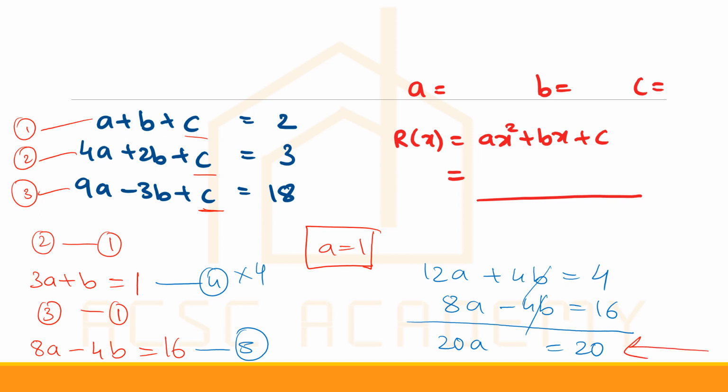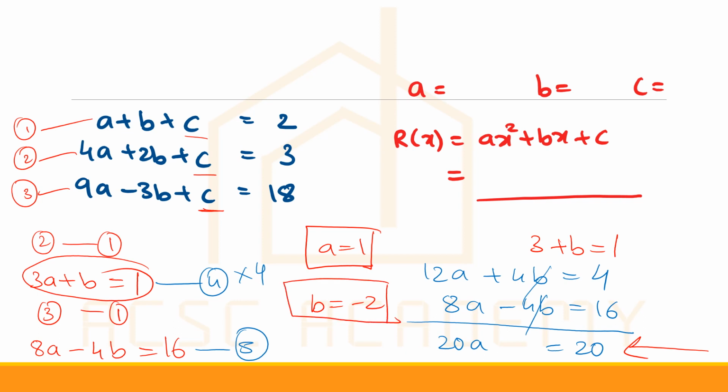And we will substitute this value of a in equation 4 over here to get 3 plus b equal to 1, which means the value of b turns out to be minus 2. And in the same way, we will be getting the value of c by substituting both a and b in equation 1. So we get 1 minus 2 plus c equal to 2, which means c minus 1 equal to 2. So we get c equal to 3.